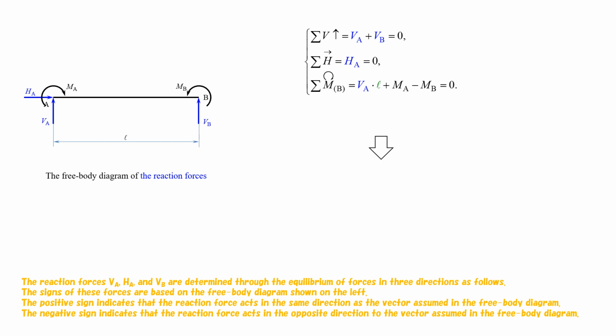The reaction forces VA, HA, and VB are determined through the equilibrium of forces in three directions, as follows. The signs of these forces are based on the free body diagram shown on the left. The positive sign indicates that the reaction force acts in the same direction as the vector assumed in the free body diagram. The negative sign indicates that the reaction force acts in the opposite direction to the vector assumed in the free body diagram.